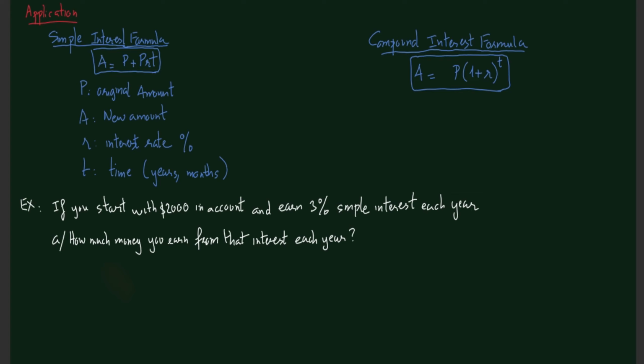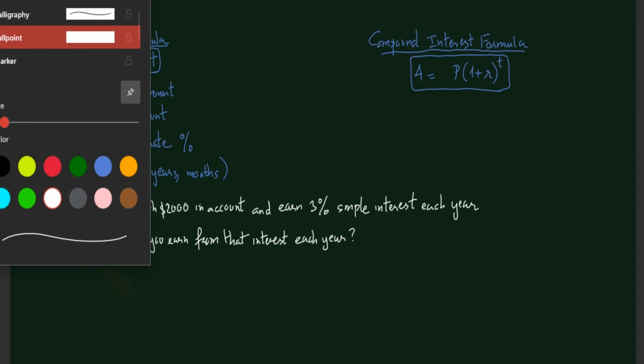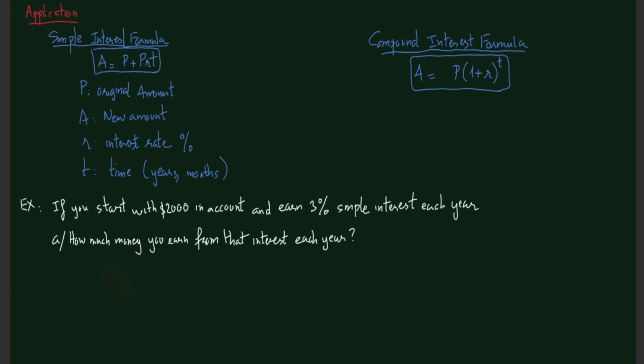Looks like this color doesn't work. Let me use another color. Let's see. I think we're going to use this one. No, I'm going to use this one. How about this one? This one works, huh? This one is beautiful too. I think I'm going to use this one.